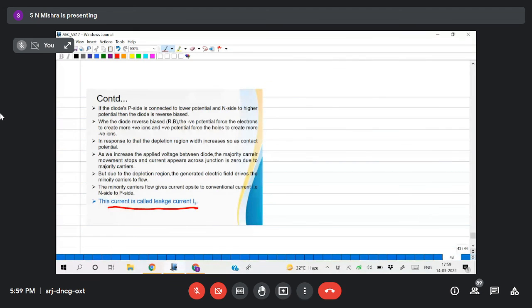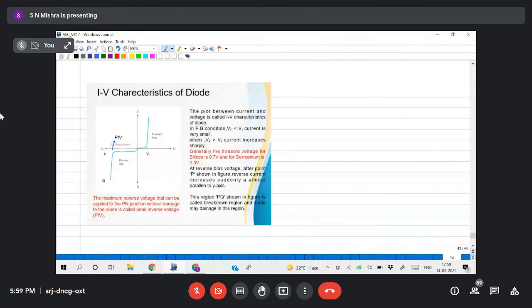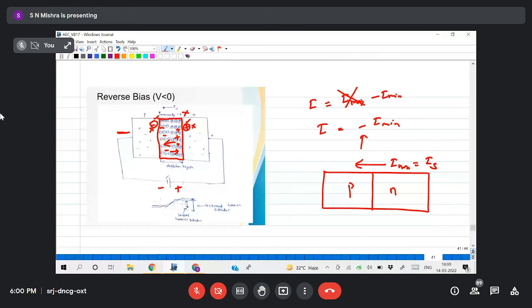Now look at the IV characteristics. Is the time up? Okay, we'll discuss IV characteristics and the current equation next class.